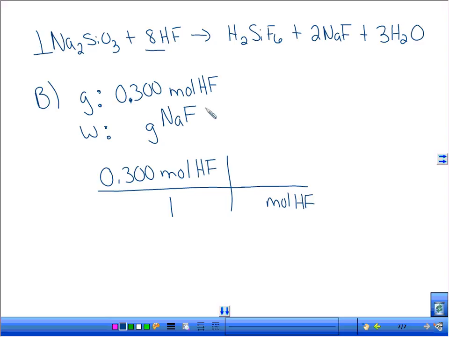Now, I'm not wanting HF in the end. I'm wanting sodium fluoride, so I'm going to have to switch. And the way we switch is known as the mole-mole ratio. And you can't switch to the mole-mole ratio until you have the mole, which I already have the mole. So NaF is going to be going to the top. I'm going to now look in front of NaF is a 2, so a 2 will go here, and in front of HF will be an 8, and so I'll be putting an 8 there.